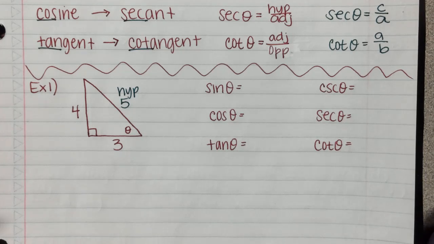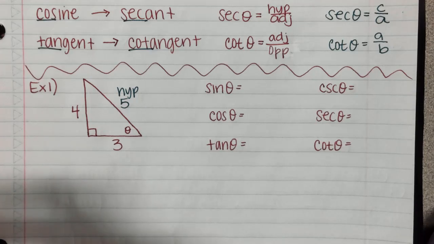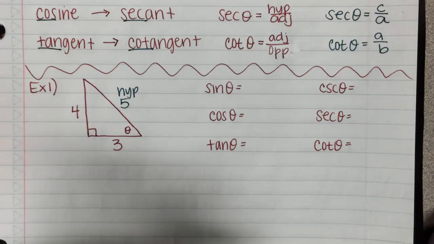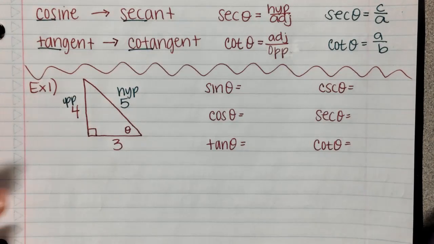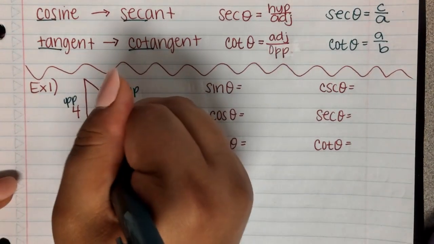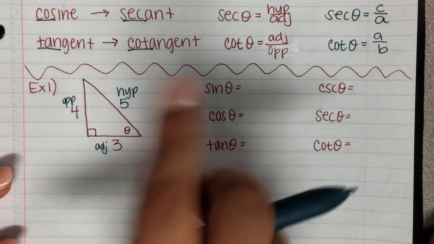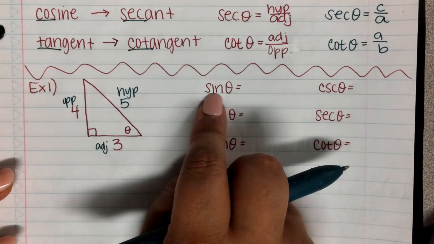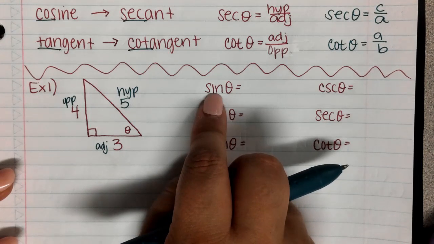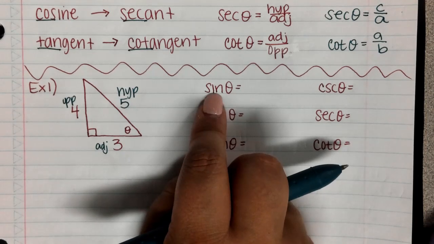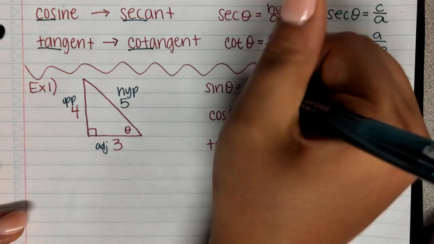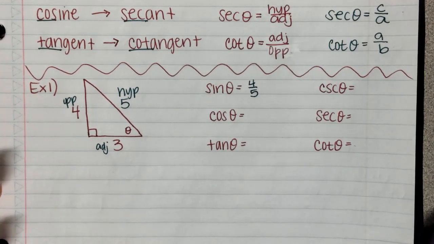All right, so I know my hypotenuse is 4. What else do I know? What's my opposite? What's opposite of theta? And what's my adjacent? 3. Can I now fill in numbers here? So sine is what? If you're not sure, look up: O over H. What is my opposite over my hypotenuse? 4 over 5. And that is my answer.